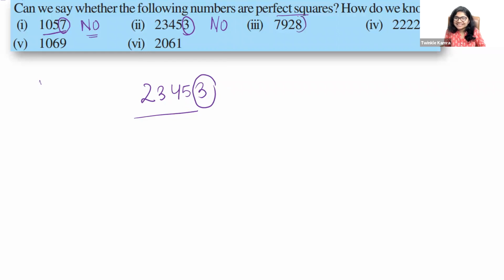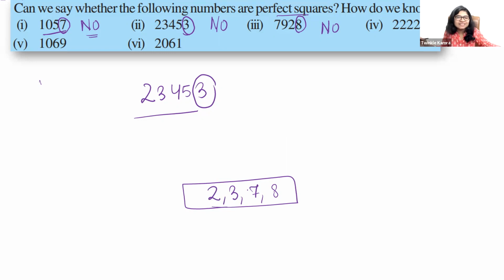All right, 8. No, again. We see 2, 3, 7, 8. These digits you will never see at the units place of a perfect square number. Now this one is ending with 2 again. Any number ending with 2 cannot be a perfect square.